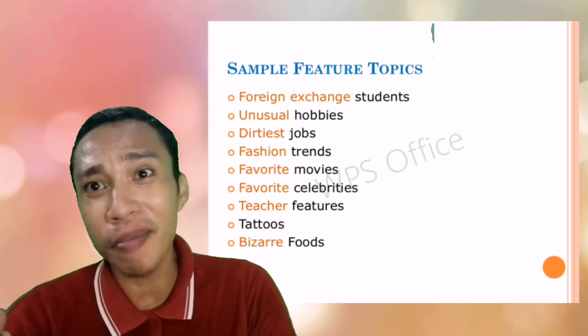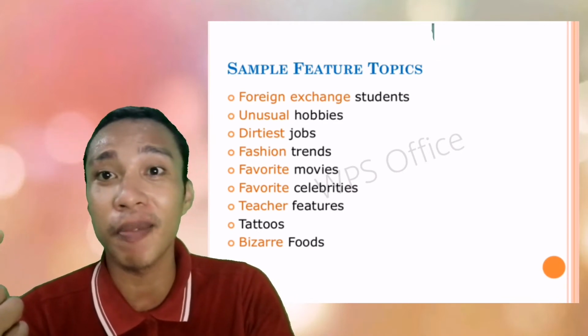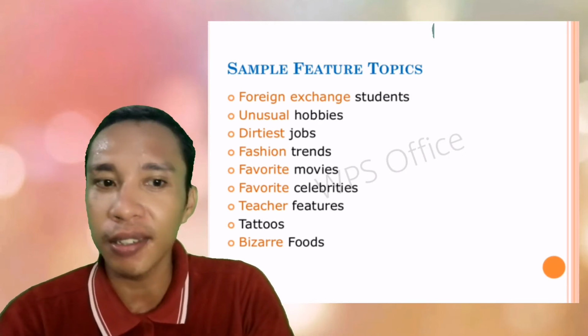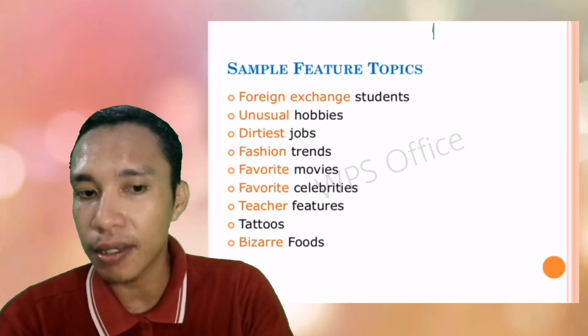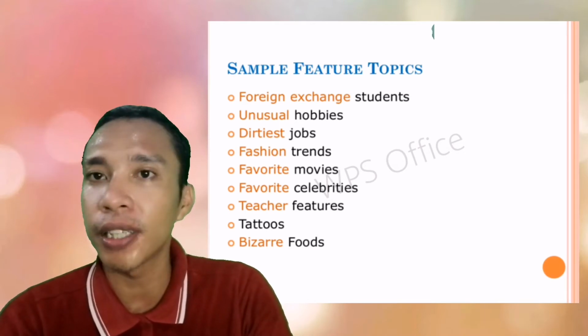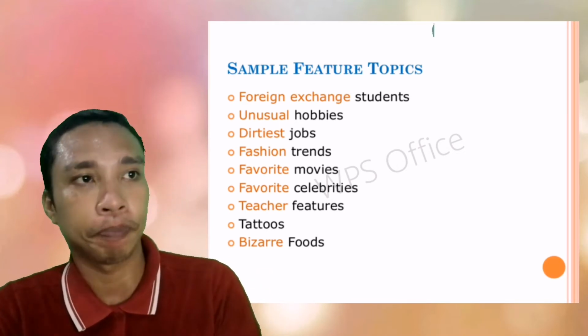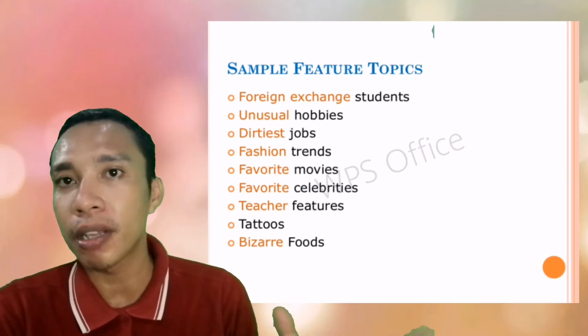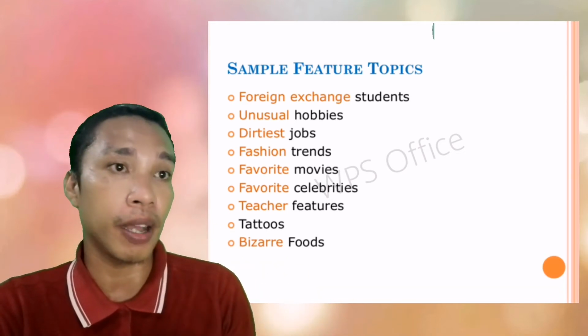Number 2 is unusual hobbies. What are the unusual hobbies? It's something that is not very normal. We do not hear or see about it most of the time or every day. So you can feature that. Dirtiest jobs. It's not something that most people are actually talking about. So you can feature that as well.